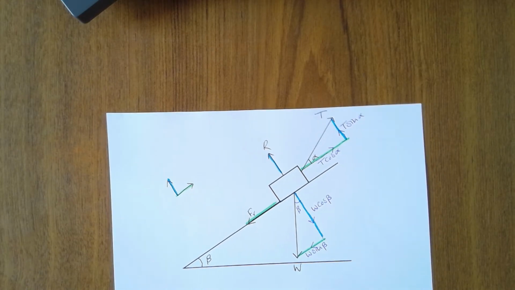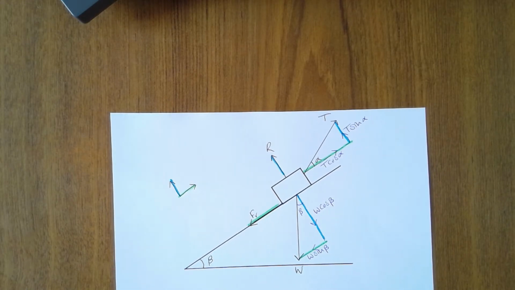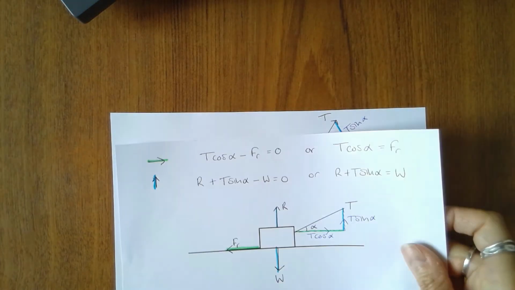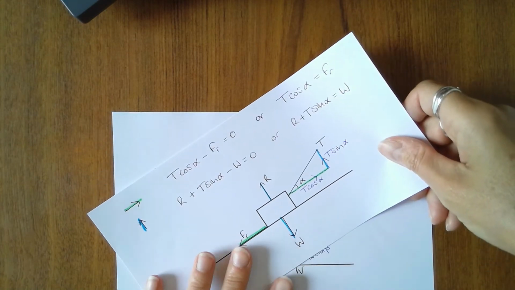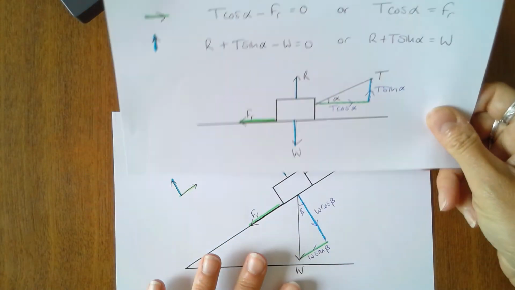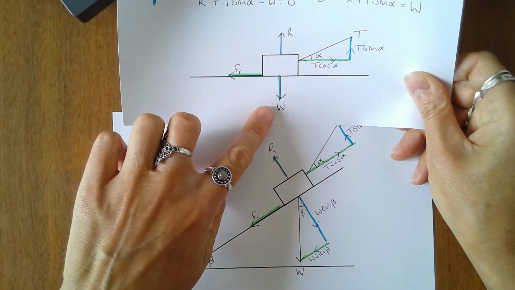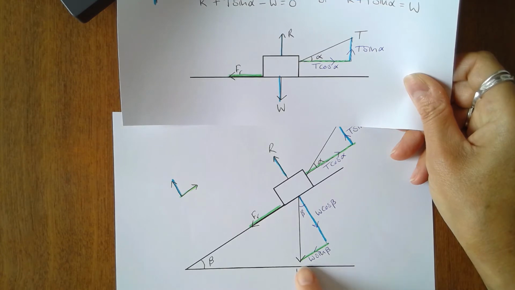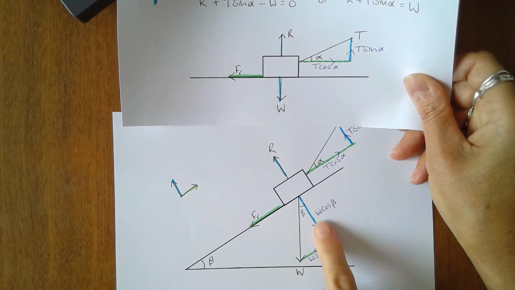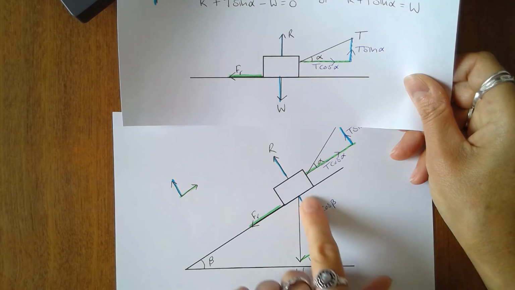I'm looking here at balancing forces on an object in equilibrium on a slope. I'm using the same forces that I used for my object on a horizontal surface, but I've turned it now to an angle. And you can see that although the weight still acts vertically downwards, it no longer acts parallel or perpendicular to the slope. So I have to resolve those into their components.